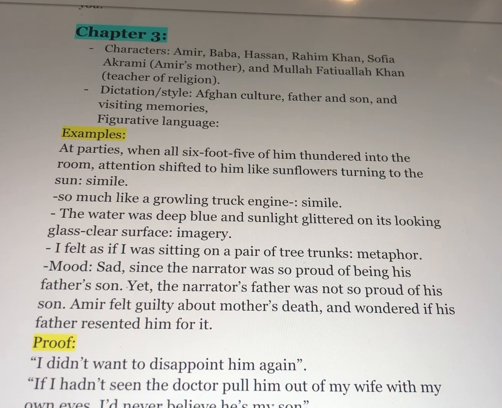Sad, since the narrator was so proud of being his father's son, yet the narrator's father was not proud of his son. Amir felt guilty about his mother's death and wondered if his father resented him. So basically, Amir had carried this burden of being the reason that his mother passed away, because she passed away when she gave birth to him, and that was mentioned in chapter 2. So Amir always wondered if this was the reason why his father was always so distant from him, and they always had this rift in their relationship.